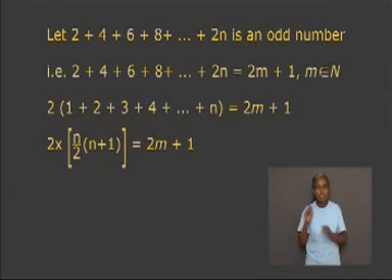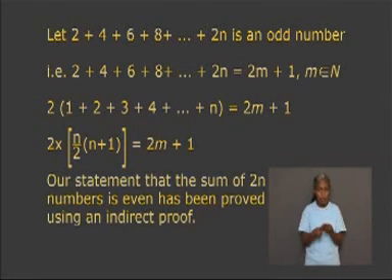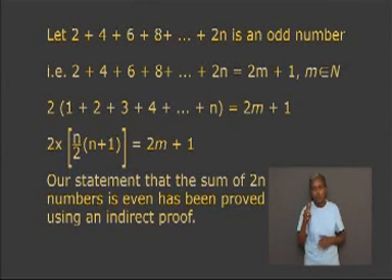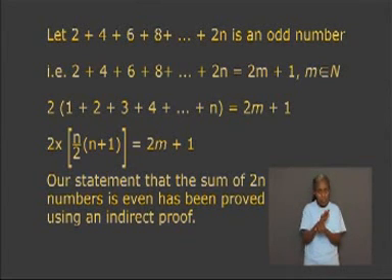This is a contradiction because n times (n plus 1) is always an even number. Therefore, our statement that the sum of 2n even numbers is even has been proved by using an indirect proof.